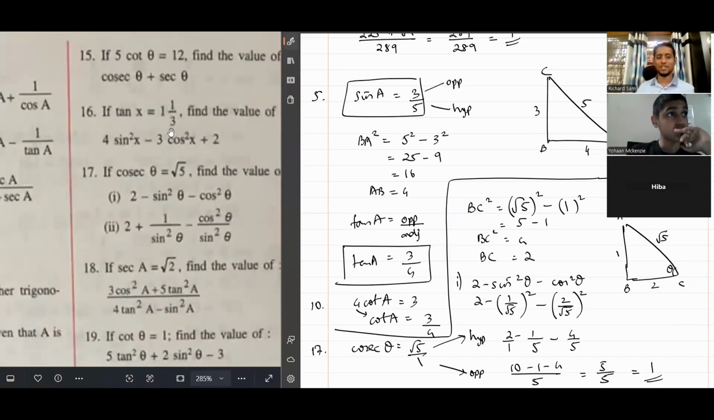What about a mixed fraction like this? Tan x is 1 and 1 upon 3. So, you convert this into an improper fraction. That is 3 ones are 3 plus 1, 4 upon 3. So, you have two sides, 4 and 3.